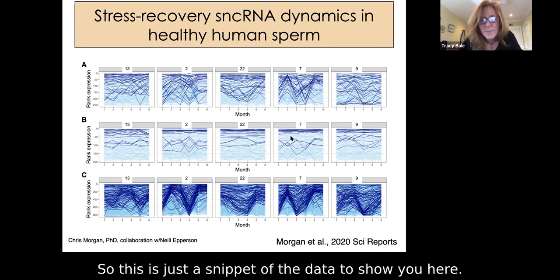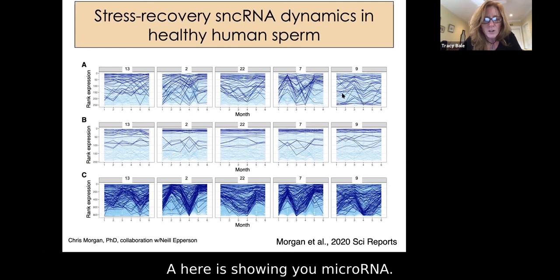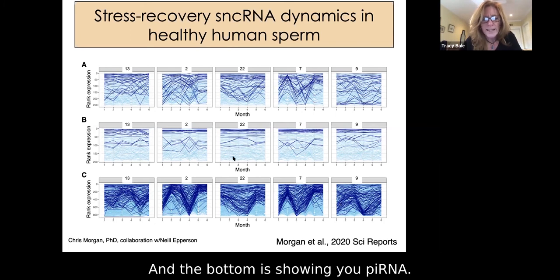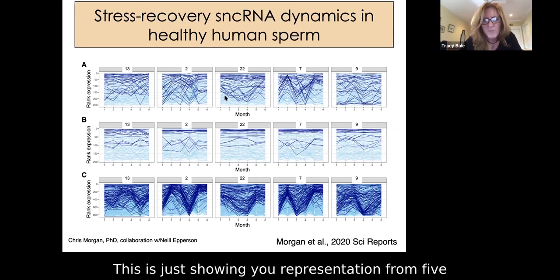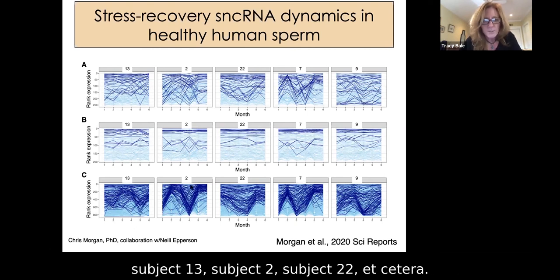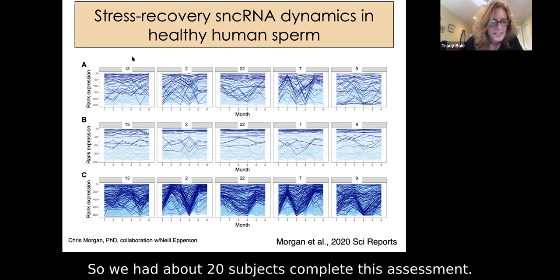So this is just a snippet of the data to show you here. This is looking at the top, A here is showing you microRNA. The middle is showing you tRNA fragments, and the bottom is showing you piRNA. This is just showing you representation from 5 of our subjects. Subject number is as here on the top, subject 13, subject 2, subject 22, etc. So we had about 20 subjects complete this assessment.